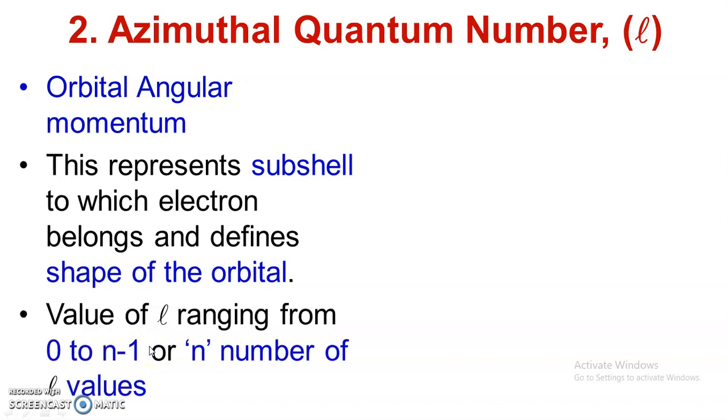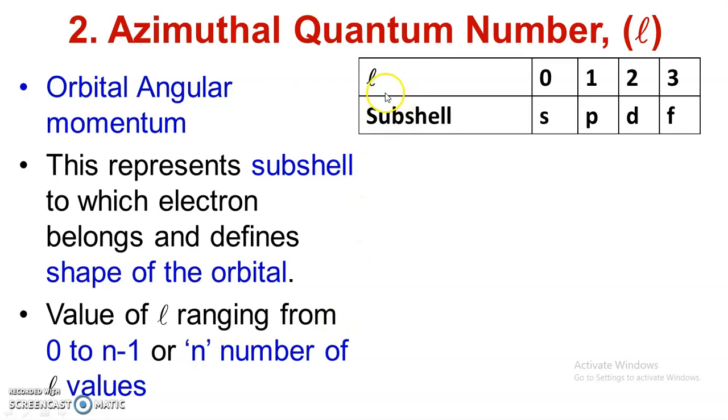Now again, important thing is there are n number of subshells in a given shell. For example, suppose there is a second shell. For second shell, value of principal quantum number is 2. n is equal to 2. It means in second shell there are 2 subshells, or value of l, that is azimuthal quantum number, ranges from 0 to n minus 1, where n is principal quantum number, and in a given shell there are n number of l values. Meaning of this is, in given shell there are n number of subshells.